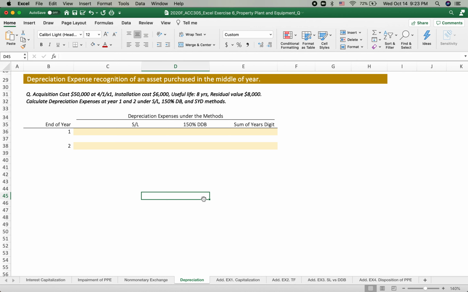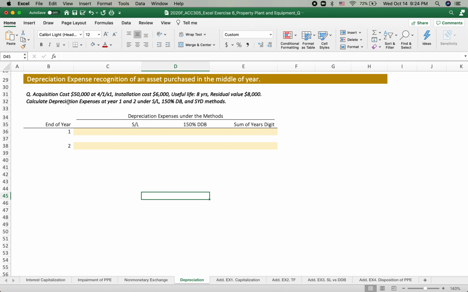Okay, the last exercise for the PP&E is depreciation expense recognition of an asset purchased in the middle of the year. And how to record this? The depreciation expense under the different methods: the straight line, the 150% declining balance, and the sum of years digit. So let's go.